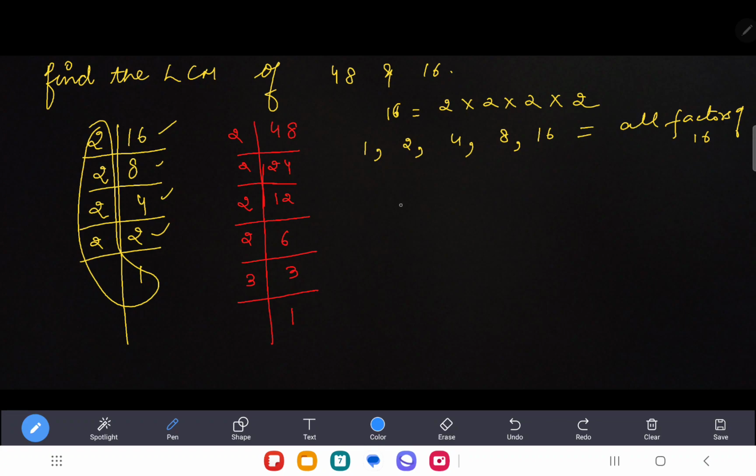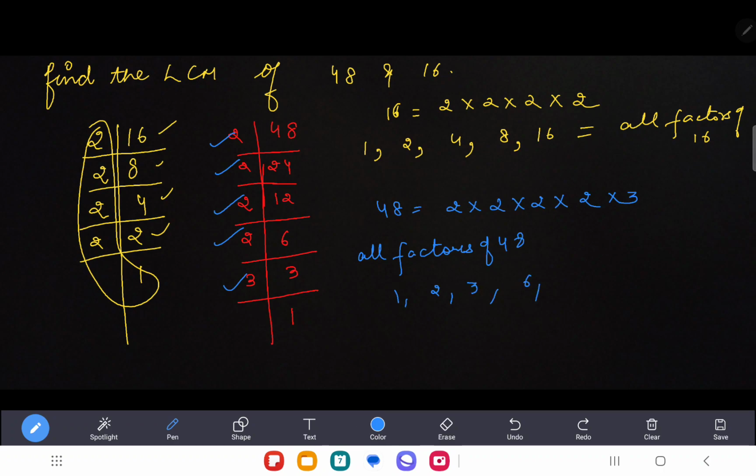Then you write down, Adam, 48. 48 could be written down as 2 multiplied 4 times and times 3. So what are the factors? Write all factors of 48. So it shall be 1, 2, 3, 6, 12, 24, 48. Right? All the factors.